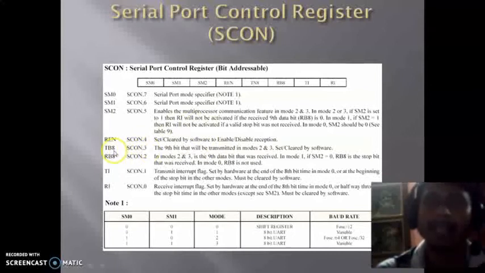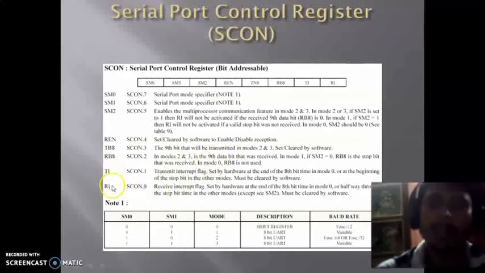And next is REN, that is set or cleared by the software to enable or disable the reception. Next is TB8, the 9th data bit that will be transmitted in mode 2 and mode 3, and it can be set as well as cleared by software. And RB8, that is the SCON.2 bit, in mode 2 and 3 is the 9th data bit that was received. In mode 1, if SM2 is equal to 0, RB8 is the stop bit that was received. In mode 0, RB8 is not used.